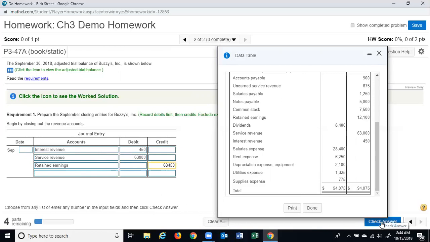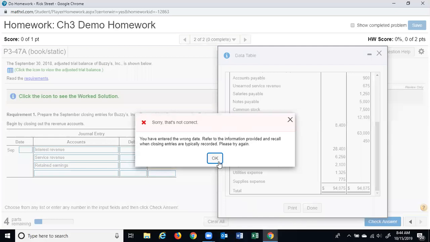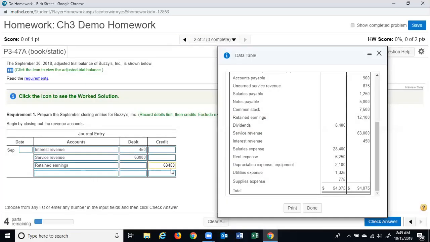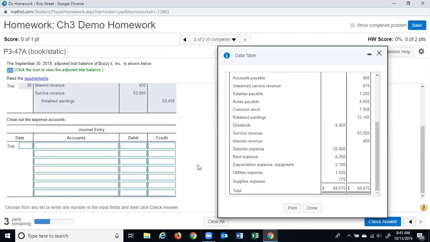At this point, let's check our answer. Okay, we've done something wrong. What is it? Did I do my math wrong? Did I not put in the date properly? Maybe that was it. Let's check our work one more time. Yes, I put in my date and then promptly deleted it somehow. Okay, again, let's do this date right now, September 30th.